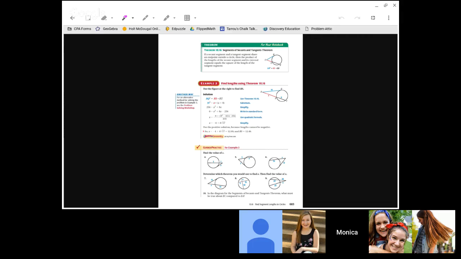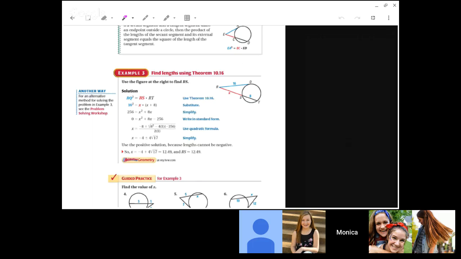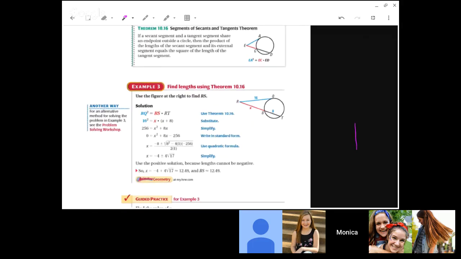So, Thatcher, here's how the rest of the questions are going to be. They're going to use this theorem, 10.16, where you have segments of a secant and a tangent. So remember, a tangent touches the circle at one point and a secant goes through it and touches it twice. So in that last theorem we talked about, we had the outside part times the length of the whole thing and set that equal to the outside part times the length of the whole thing for the other secant.